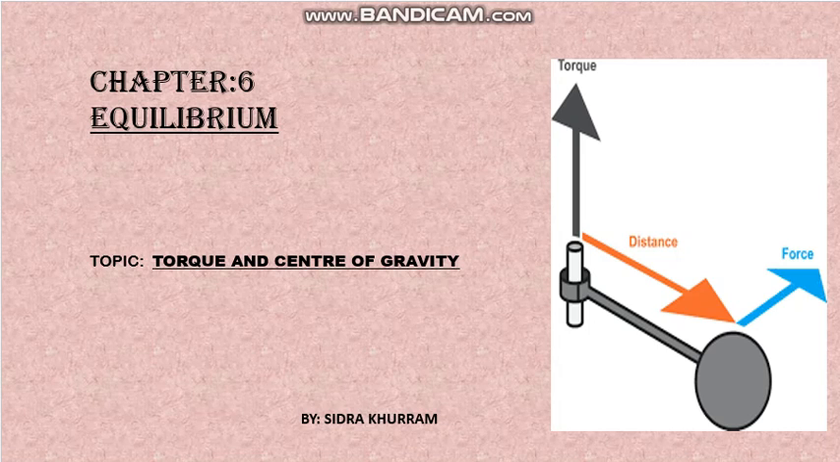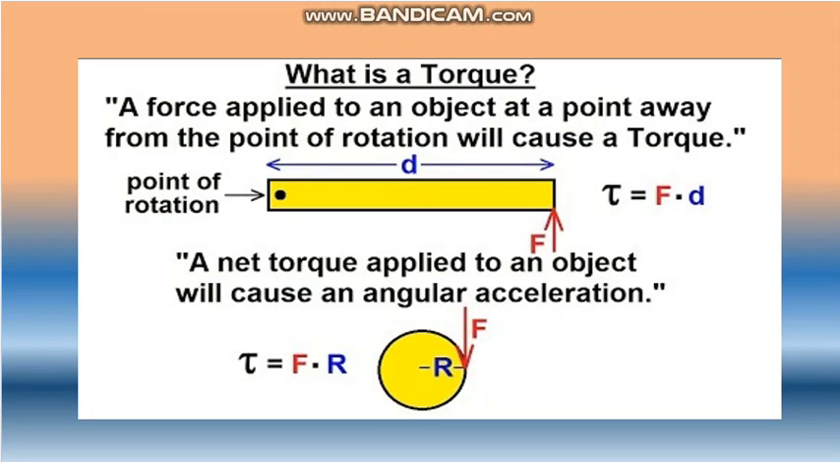How are you? Student, today we will discuss the topic torque and center of gravity of chapter number 6, equilibrium. Let's move towards the definition of torque. A force applied to an object at a point away from the point of rotation will cause a torque. In simple words, it is the turning effect of force about a fixed point.